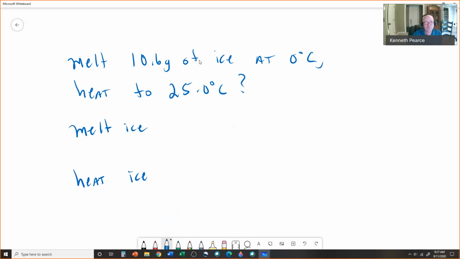And so melting is 80.0 calories per gram. So we say 10.6 grams times 80.0 calories per gram. And we put that in our calculator, and we go 10.6 times 80, and I got 848 calories.